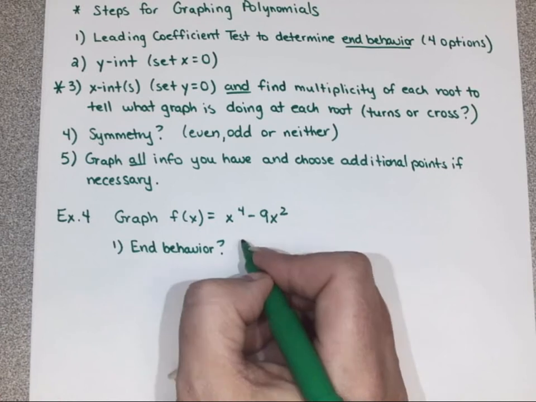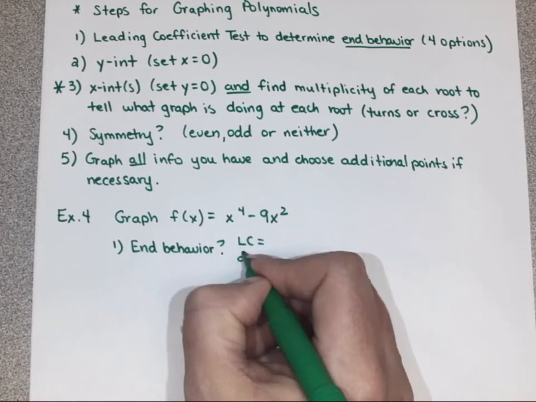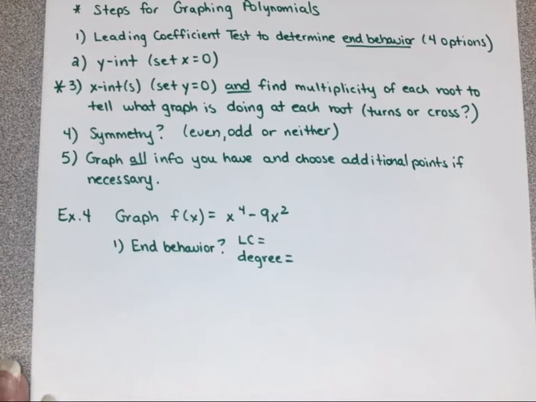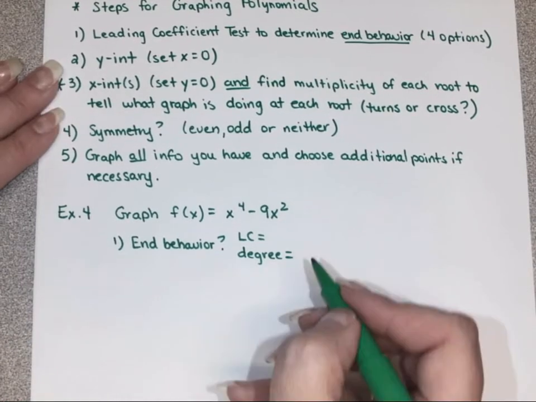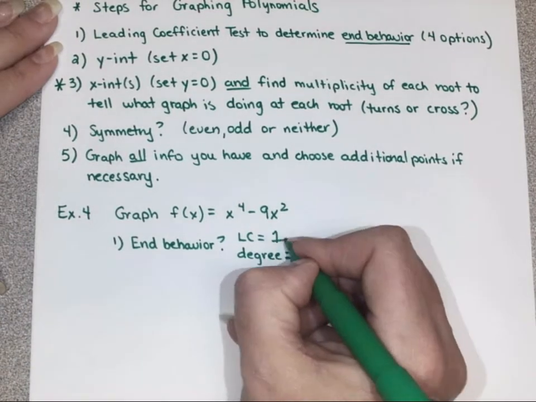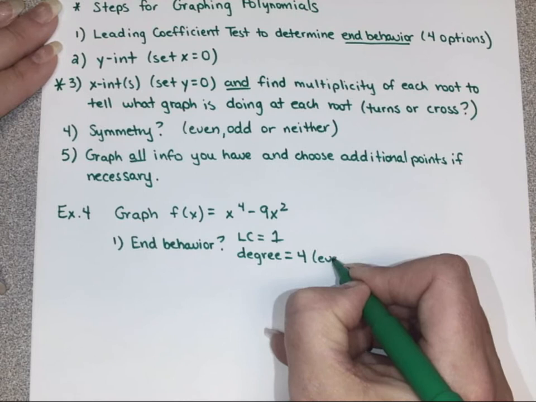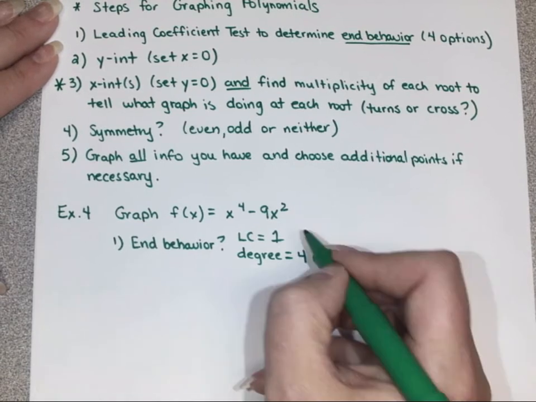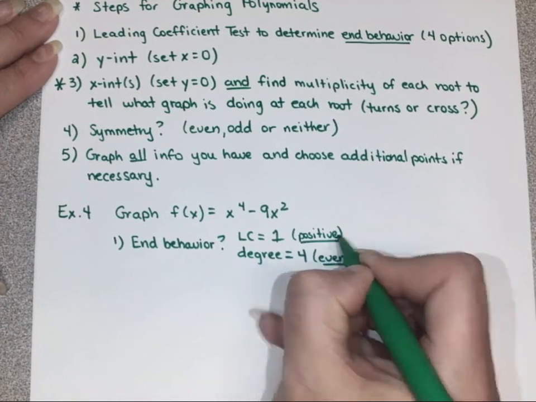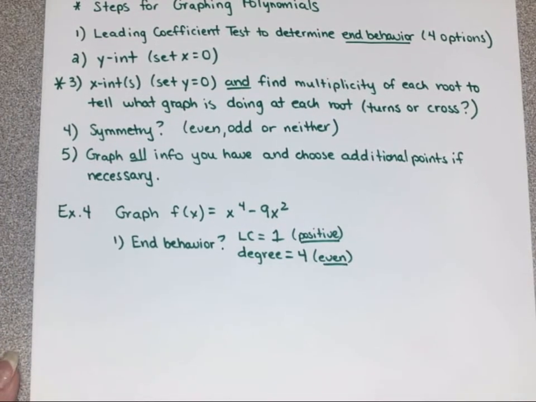Remember, two things tell us what the end behavior is. They are the leading coefficient and the what? The degree. So the degree is 4. That's the highest exponent. And the leading coefficient in front of that x to the 4th is what? 1. We only really care about the fact that we have an even degree and a positive leading coefficient. We don't so much care about the numbers. We just care that it's even and positive.